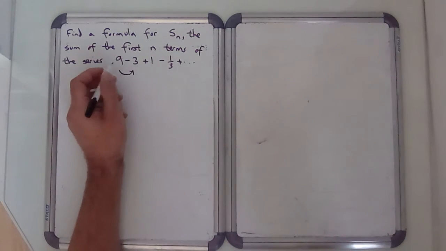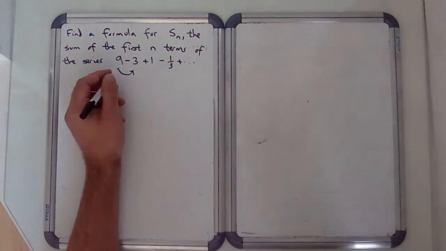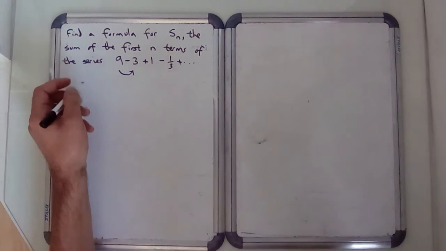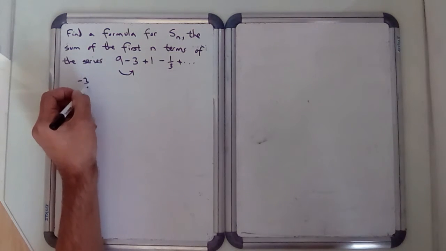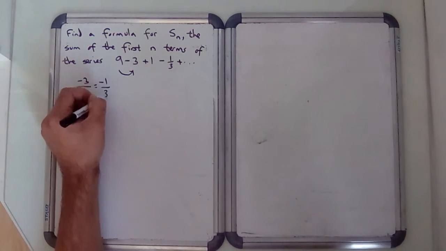How do you get from 9 to minus 3? Well, you could subtract 12, but then that's not going to work from minus 3 to 1. So if it's geometric, what do you times 9 by to get minus 3? The best way to work that out is minus 3 divided by 9, which is the same as minus 1 over 3.